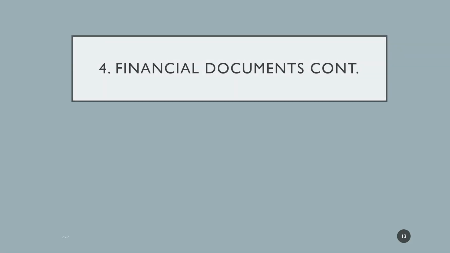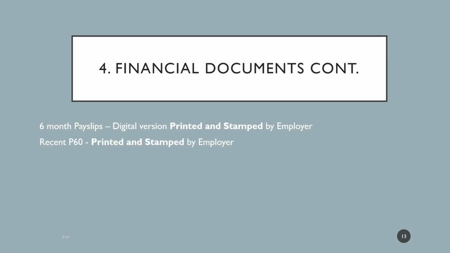In addition to employer letter, I provided 6-month payslips. My employer digitally issues payslips, so I got them printed and stamped by the employer. I also included recent P60. This was an electronic version of P60, so I got them printed and stamped by the employer.